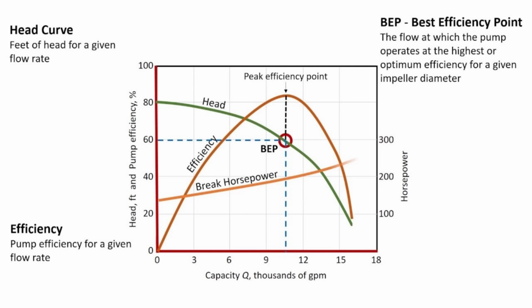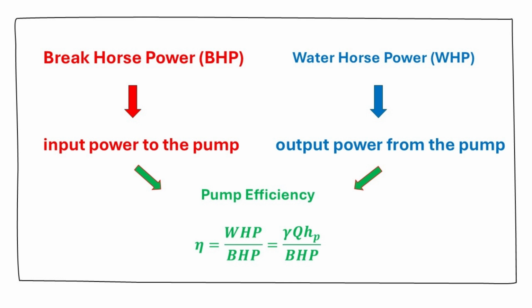When choosing a pump, aim for an operating point that falls within the pump's most efficient range on the pump curve, which is usually near the best efficiency point or BEP. Besides, there is also a performance curve named brake horsepower curve, or BHP. Brake horsepower refers to the input power to the pump, whereas water horsepower or WHP refers to the output power from the pump. The ratio between WHP and BHP is the pump efficiency.